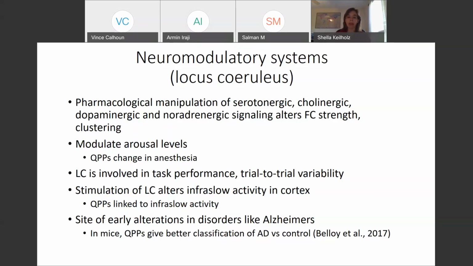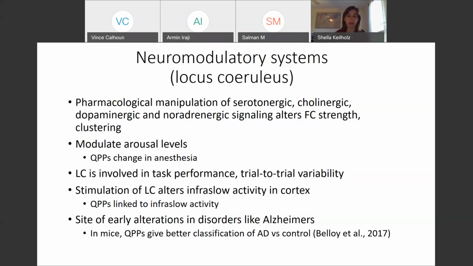I think it's interesting that the LC is the site of early alterations in some of these neurodegenerative diseases. And so almost every one of these neurodegenerative diseases shows some sort of disruption in default mode activity. And so maybe it could be that you're losing some of that QPP organization that's showing up as this disorganization. And in a side study, one of our collaborators found that QPPs let us better classify Alzheimer's disease mice models versus control models because they did change.